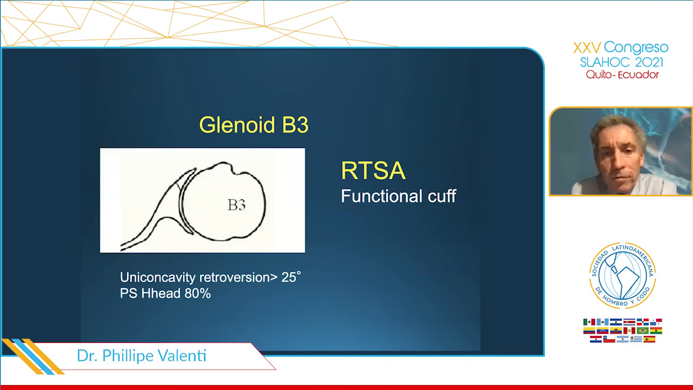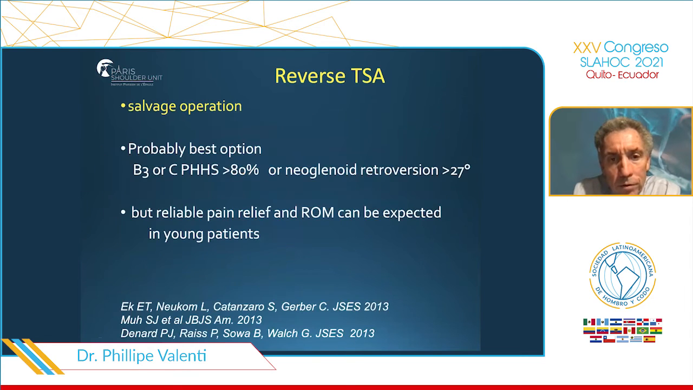Regarding the Glenoid B3, we use a reverse arthroplasty, even if the cuff is functional, because if the deformity is too important, the posterior subluxation of the humeral head is more than 80%, and the retroversion is more than 25 degrees, reverse is my choice. So this is a salvage operation, probably the best option.